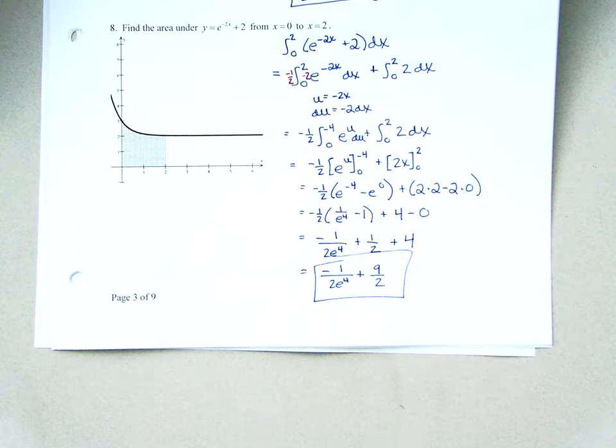I changed the limits from 0 to 2 to 0 to negative 4. The other one didn't need a u substitution, just integrating that constant of 2. I integrated e to the u, got e to the u from 0 up to negative 4. Integrated 2 dx, got 2x from 0 up to 2. Plugged in negative 4 minus plugged in 0. Over here I plugged in 2 minus I plugged in 0. And then the rest is just some rewriting and simplifying with this. And we're going to take a look at the next problem together.